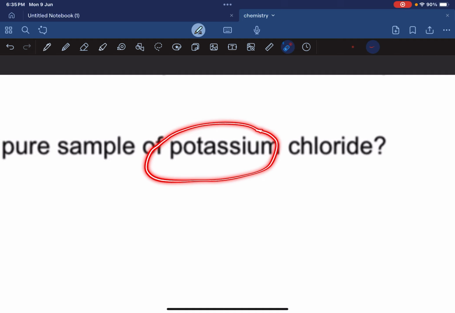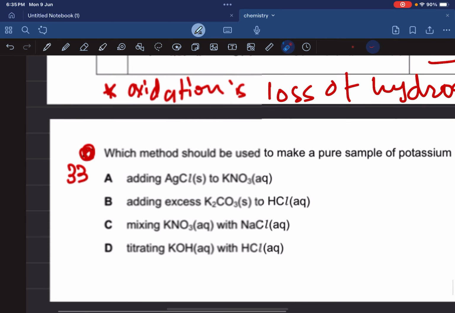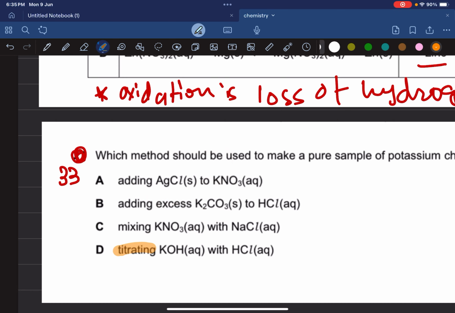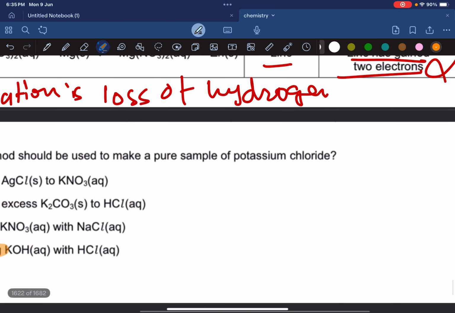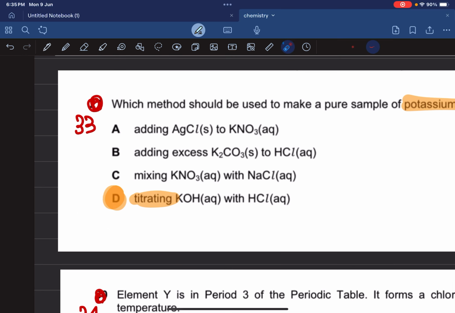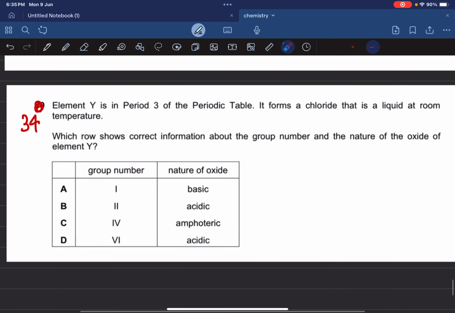Potassium chloride. Potassium is extremely reactive. And when we are using extremely reactive metals like potassium, sodium, we never prepare them by this. What we do is we do titration. To prepare a salt of a reactive metal like potassium or sodium, we'd always use titration. So I didn't even read this, I just read titrating and I underlined this option. Okay. Oh, this one is a really, really good MCQ.